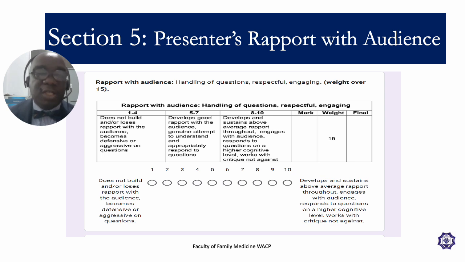You will also be scoring rapport with the audience. So apart from watching the presenter, you're also watching how they interact, their handling of questions, whether it's respectful and engaging. Again, the weighting is over 15. Clear rubrics for you to score poor presentations, excellent presentations, or acceptable presentations.